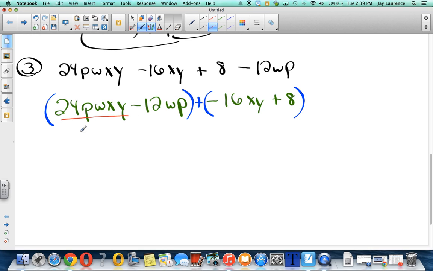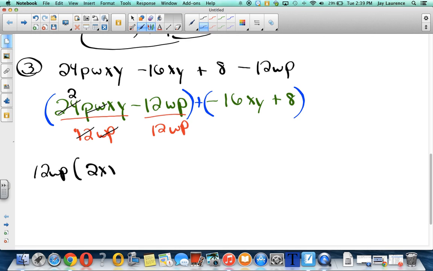All right, now my GCF of this first quantity, I think it's going to be 12wp, right? PW, WP, same thing. So I'm going to have 12wp, and over here I'm going to have a 12wp, and 12s will cancel, turn that into 2, WP will cancel. And so I'm going to have a 12wp out front, and what's left here will be a 2xy.